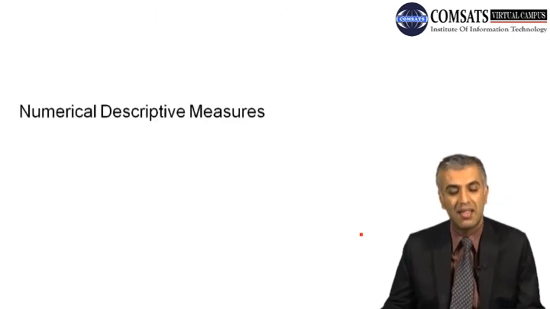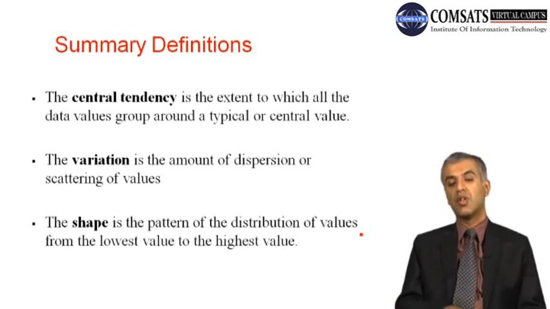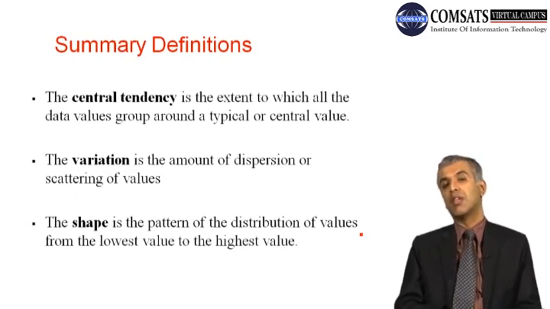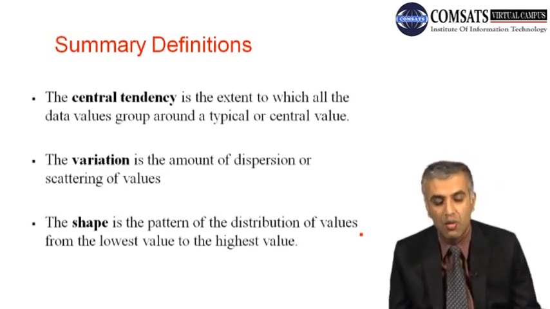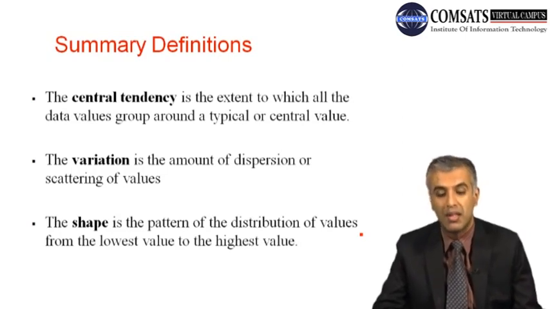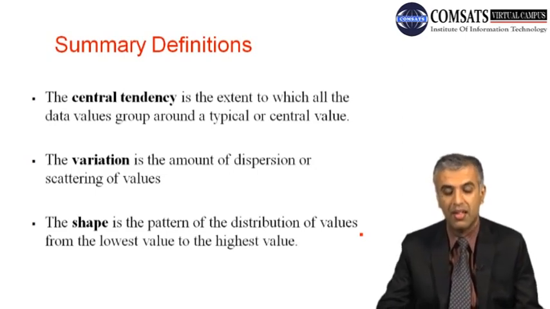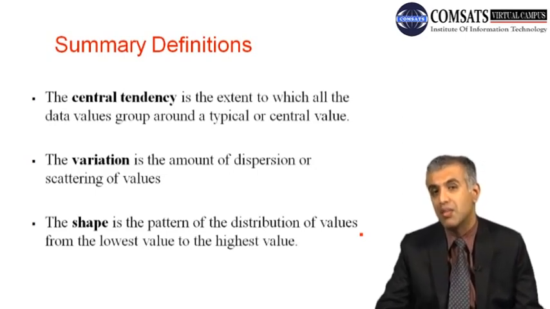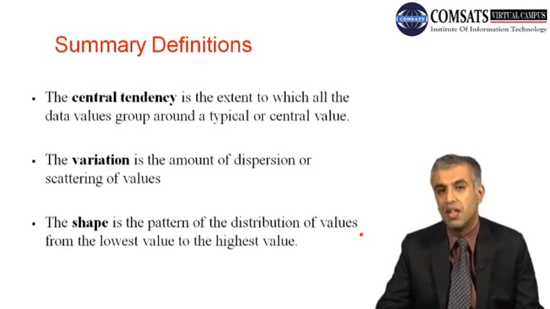Then we had a discussion regarding numerical descriptive measures, which are a very important lot. In this case you can see the summary definitions of the three most important concepts in numerical descriptive measures: central tendency, variation, and shape. Central tendency deals with the extent to which data values group around a central value, whereas variation is the dispersion of that data. Shape deals with the distribution of those values.